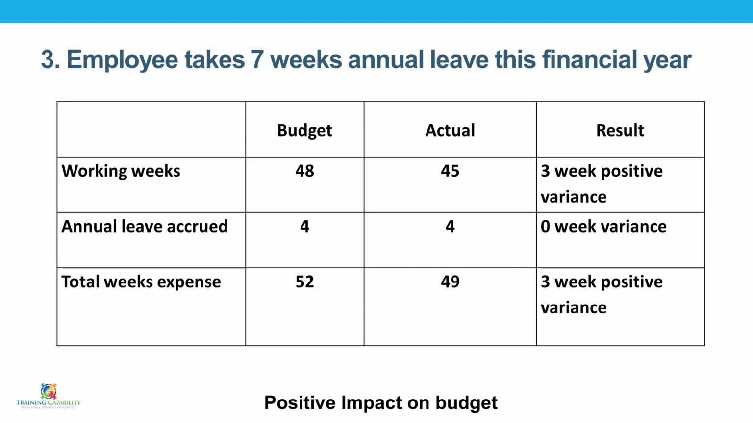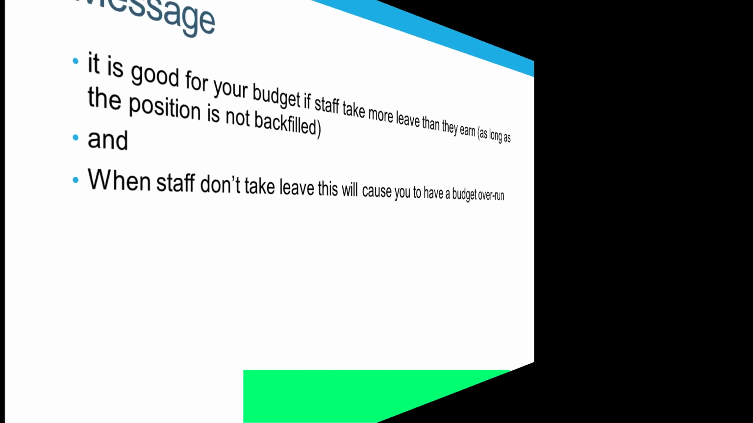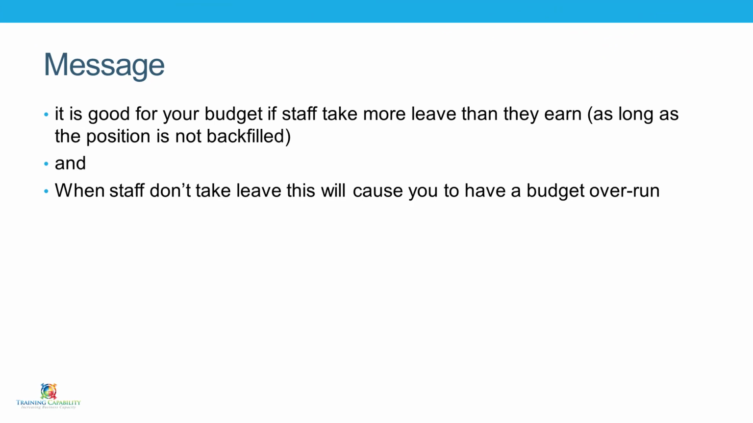The net effect of this scenario is that while you've been given a budget of 52 weeks salary and annual leave expense for that employee, your cost centre has only been charged for 49 weeks, which is a 3-week saving to your budget, or approximately $7,000 saving that you can use elsewhere in your cost centre. The message here is it's good for your budget to take more leave than they earn, as long as the position isn't backfilled, and staff that don't take leave will cause you to have a budget overrun.